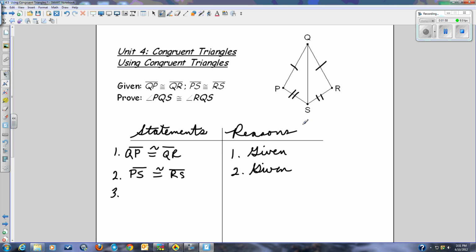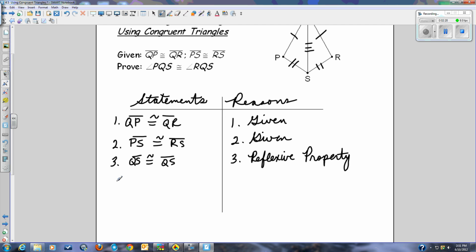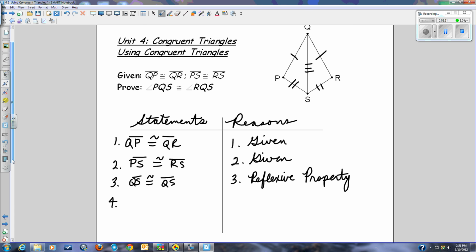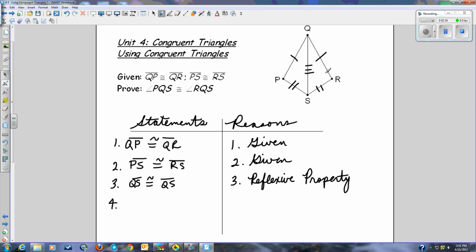And now let's see. We want to show that these triangles are congruent. Well, look at this. The triangles share a side. They share the common side of QS. So we can say that QS is congruent to QS. Anytime anything's congruent to itself, that is the reflexive property. And now we have enough information to show that these two triangles are congruent by side, side, side.